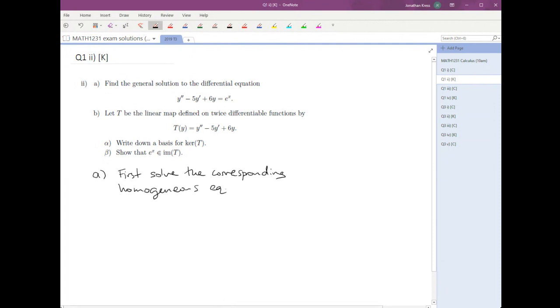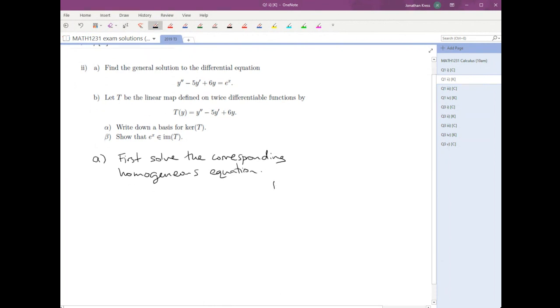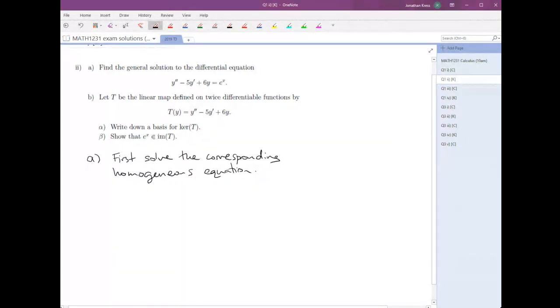That means with the right-hand side replaced with 0. And that's the method. The method for solving these things comes from making a guess, but that has been distilled into what seems like a more systematic way. We write down what's called the characteristic equation.